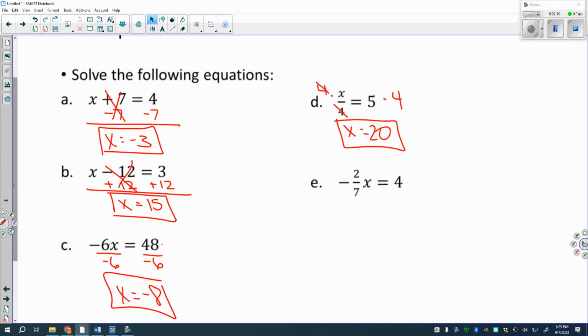Now, on part E, this is negative 2/7 times x. I'm going to divide by negative 2 over 7. And what I need to remember, that cancels this out, so it's x equals 4 times the reciprocal of negative 7 over 2. Now, I could go through and just say x equals, and just multiply straight across and get negative 28 over 2. But I want to make sure that you understand, put that in lowest terms and get negative 14.